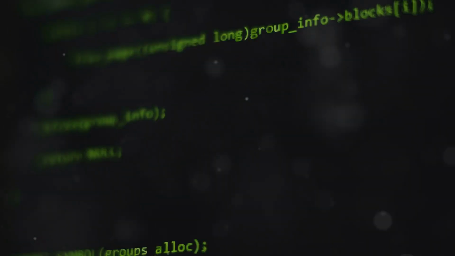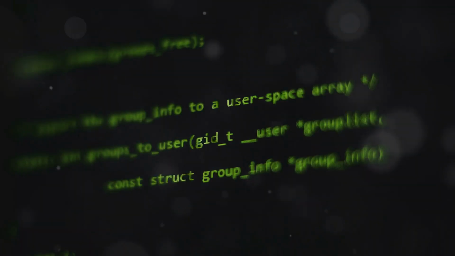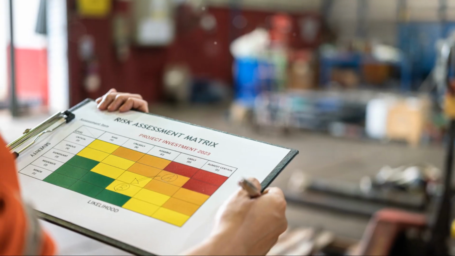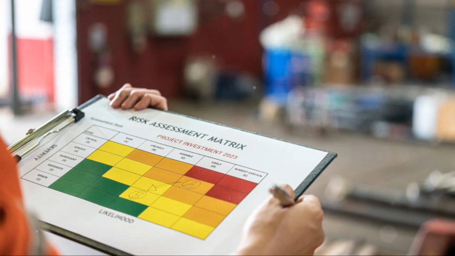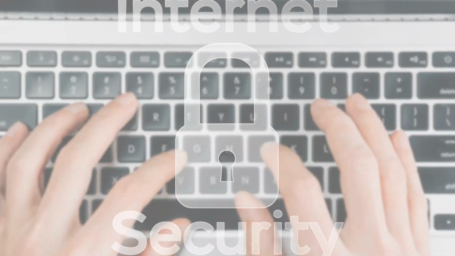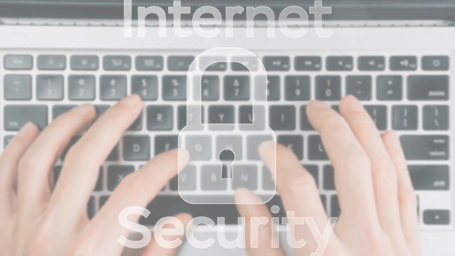In the world of cybersecurity, knowledge is power. EDR empowers organizations with the knowledge they need. They can understand and mitigate risks effectively. By adopting EDR solutions, organizations can move from a reactive security stance to a proactive one. This shift is crucial in today's dynamic threat landscape.